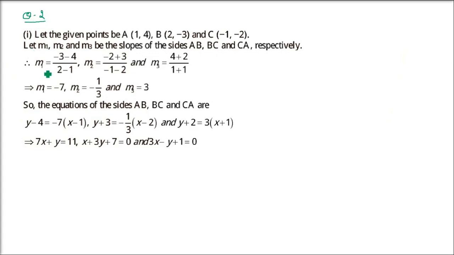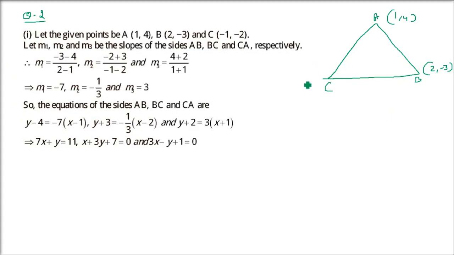Question number 2 is there. Question number 2, first part. Exercise 23.5. Find the equation to the sides of the triangles, the coordinates of whose angular points are respectively given. So we have a triangle, and we have to find the equation of the sides of the triangle whose 3 vertices are provided to us. A is (1, 4), B is (2, -3), and C is (-1, -2).